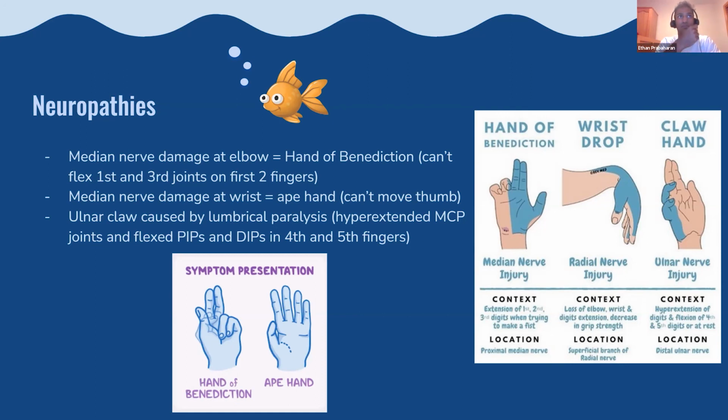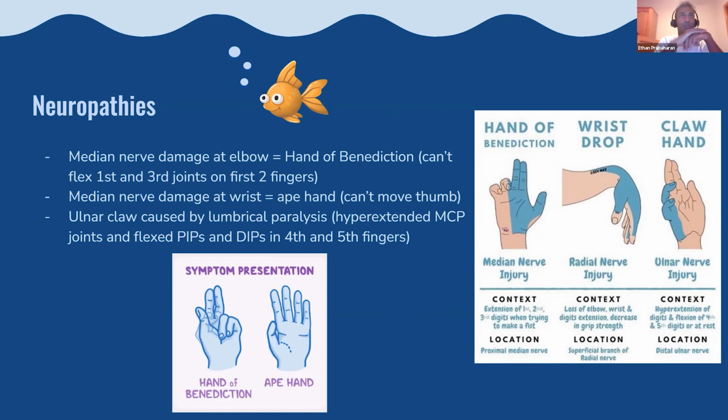If you injure your median nerve at the wrist, it'll just impact your thumb. So you get what we call APAN. That's because in the forearm, your median nerve's already supplied those muscles, right? But the actual thumb muscles are in the hand. So if you injure it at the wrist, you still have the forearm muscles, but you don't have the hand muscles.